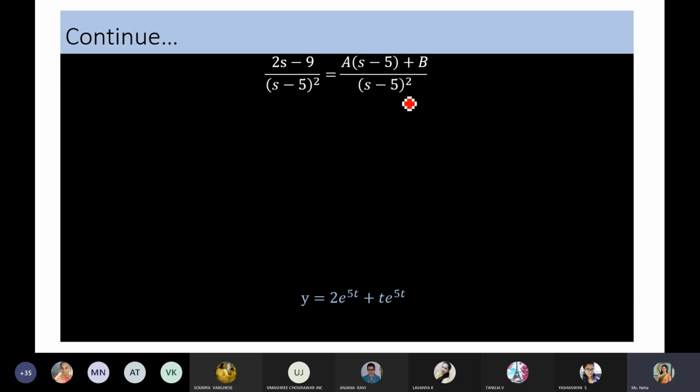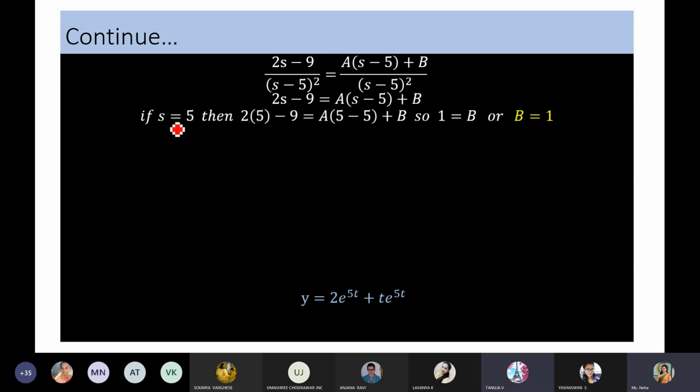Which value of s will you keep? Let s is equal to, since we have s minus 5, one value will keep as 0. Sorry, one value will keep as plus 5. So if s is plus 5, 2 into 5 minus 9 is equal to a into 5 minus 5 plus b. 5 minus 5 will be 0, so this entire term will be 0. 2 into 5 is 10, 10 minus 9 will be 1, so 1 is equal to b. So you got b value as 1.